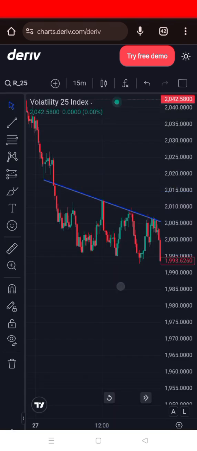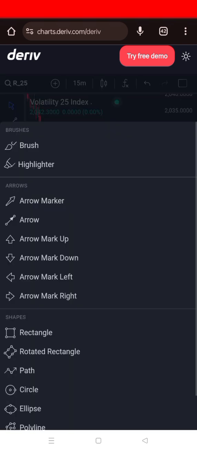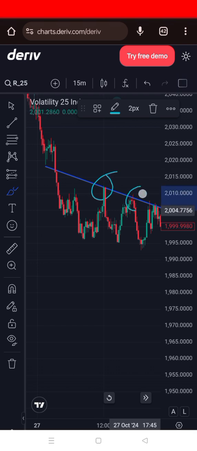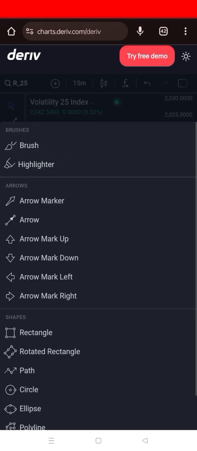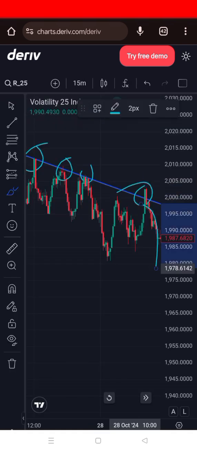So you can see this one. Let me pick my brush so that I can illustrate what I'm saying. You can see how the market went. So using my brush, let me show you these areas here. Those areas I'm marking with a circle. You can see the market will reach there and then it moves down. It reaches there and then it moves down. It reaches up, moves down. So beginners, you can use the trend line.